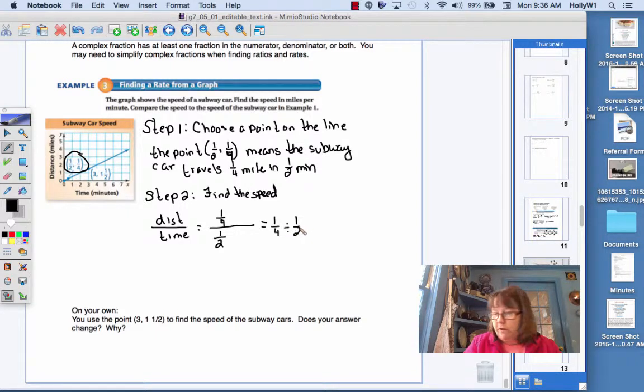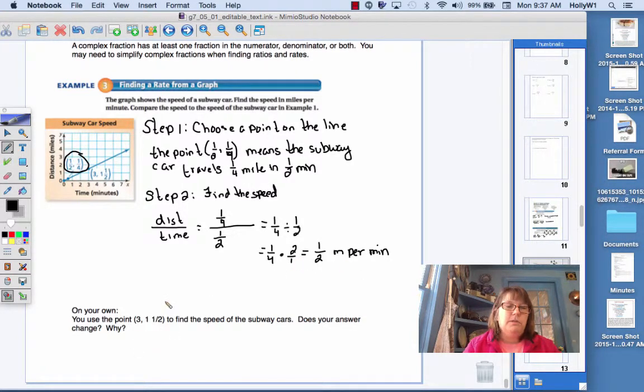So 1/4 divided by 1/2, which is equal to, we're going to keep it, we're going to change it to multiplication, and we're going to flip it. And we end up with 2 divided by 4, which is really just 1/2. So your speed is 1/2 mile per minute. So you can go 1/2 mile in 1 minute.